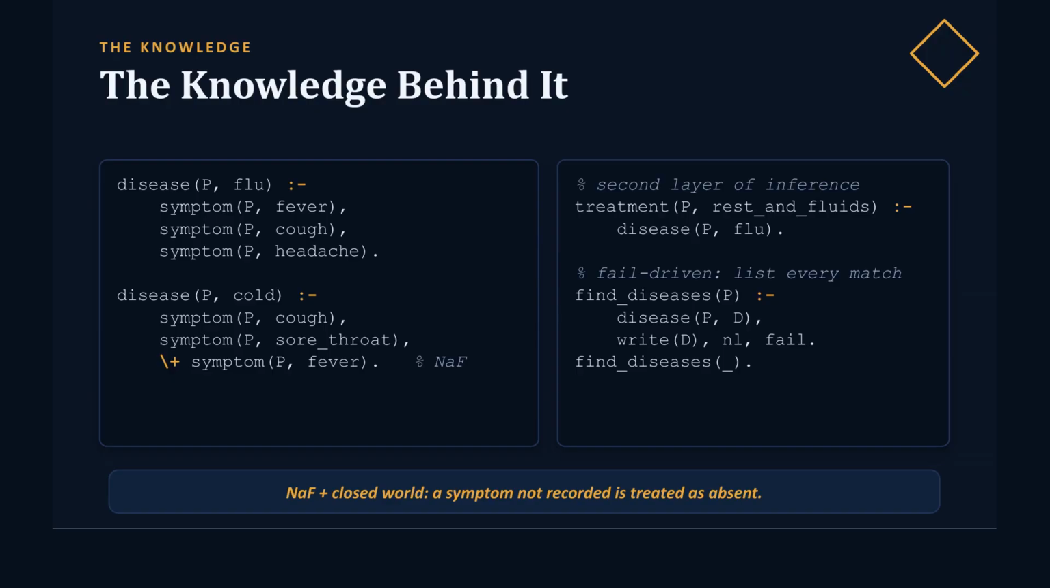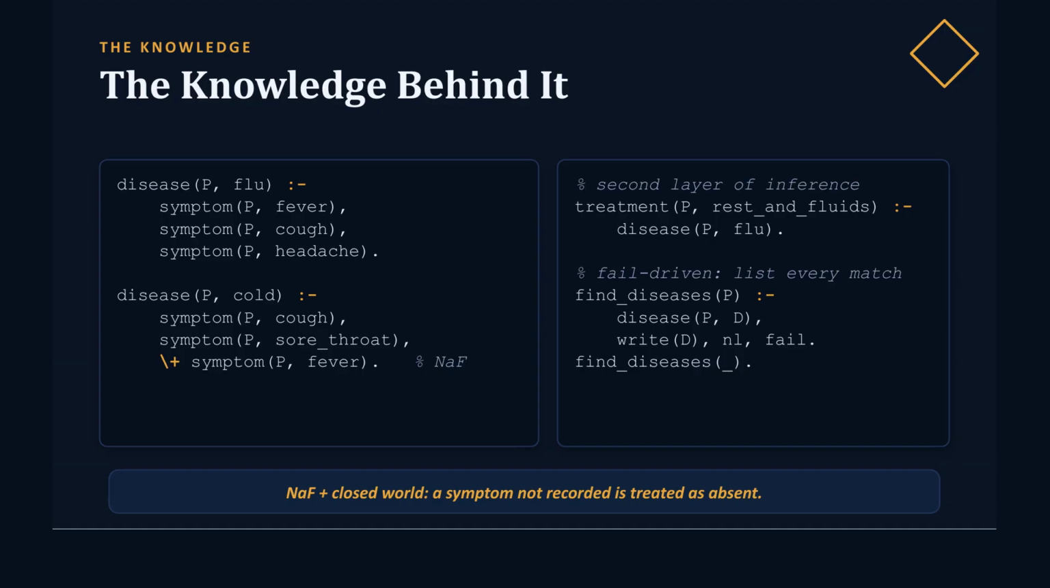A disease rule is just a conjunction of symptoms. The cold rule uses \+ fever, the negation as failure from Module 7, to say, only if fever is not recorded. Remember the closed world assumption: a symptom not in the database is treated as absent. Treatment rules form a second layer of inference on top of disease.